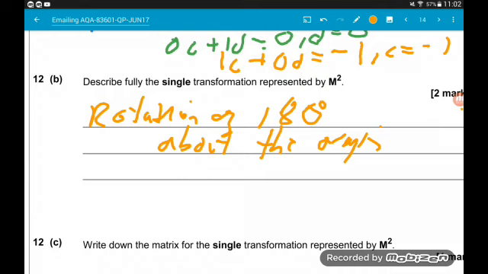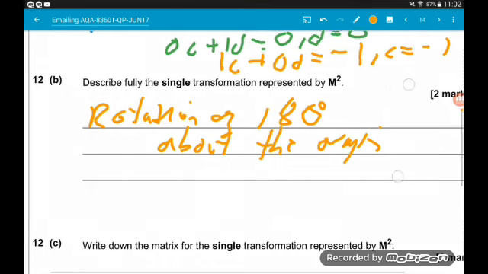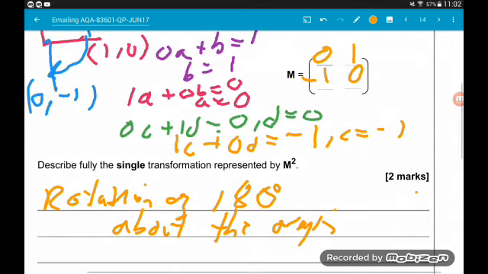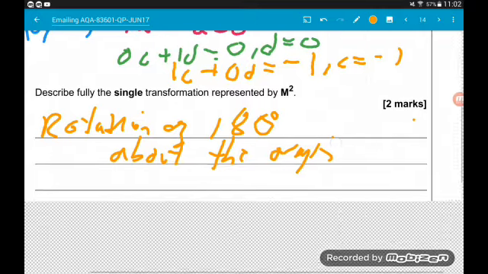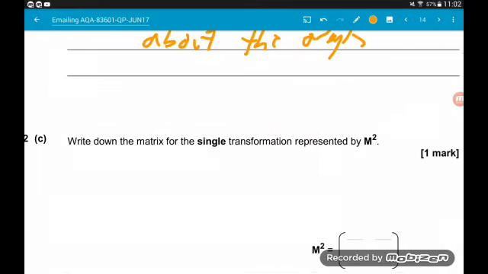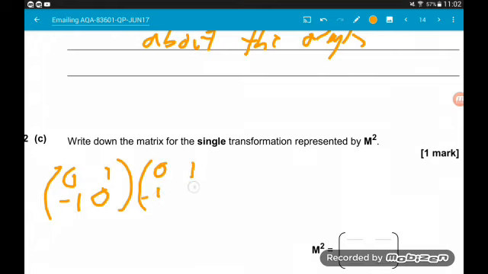Okay, then part C is asking us to write down that transformation matrix M squared. So I'm going to go through how to do it. So M squared is 0, minus 1, 1, 0 times 0, minus 1, 1, 0.